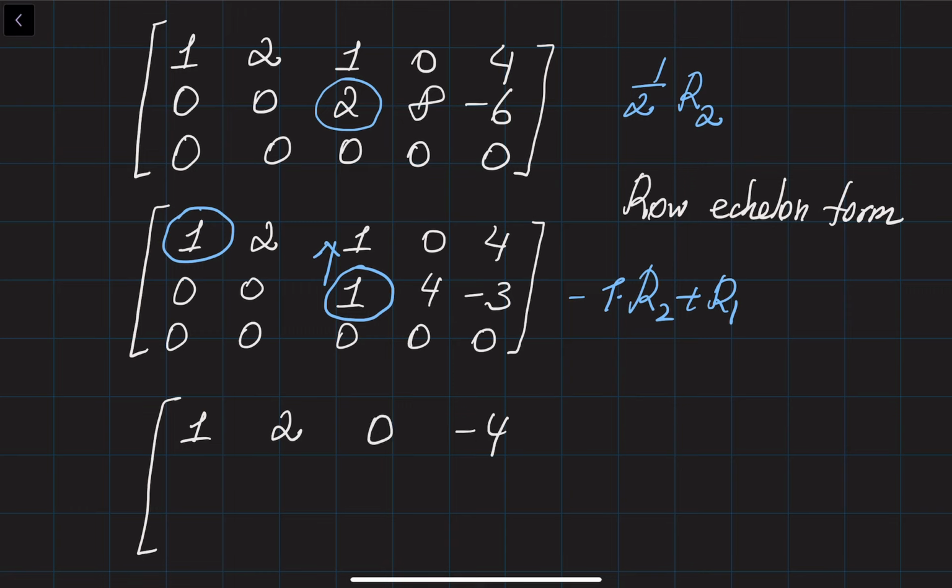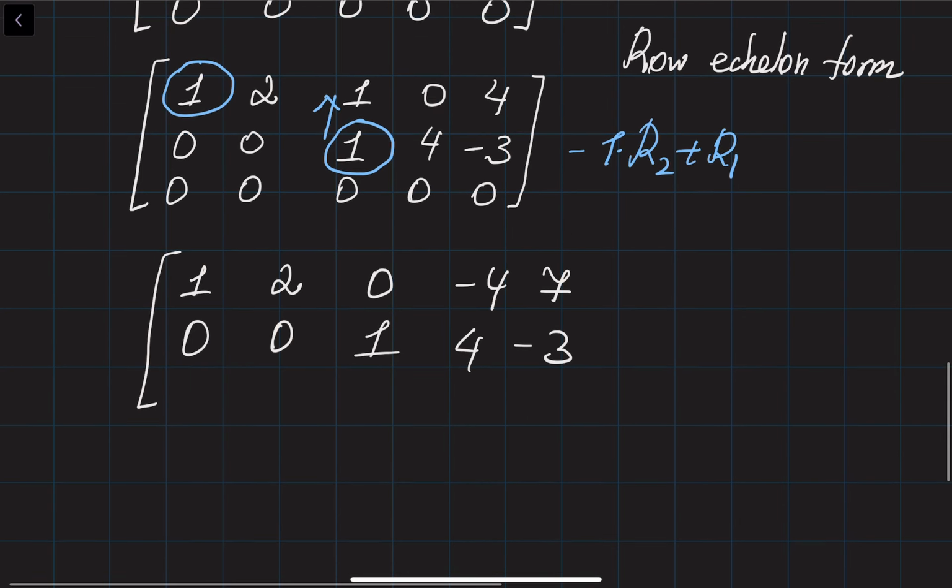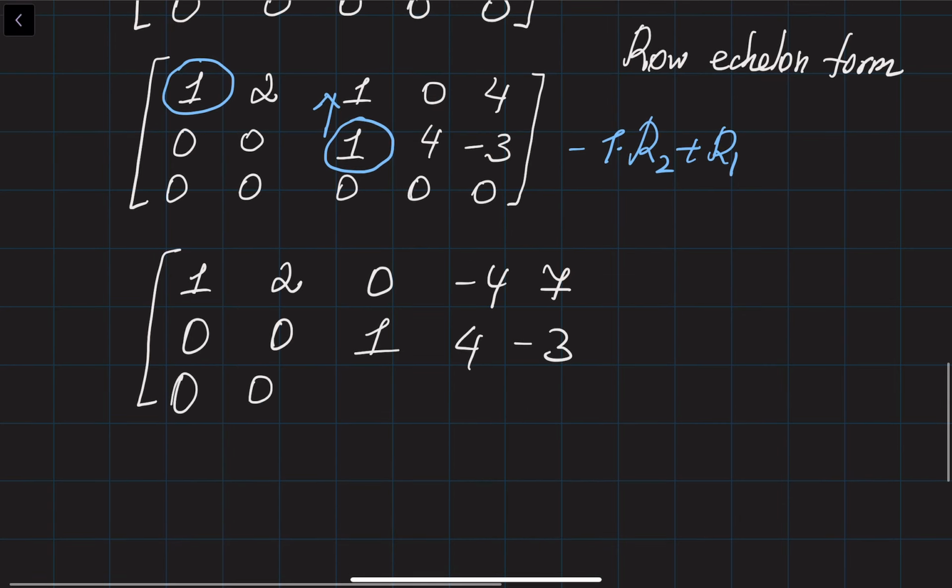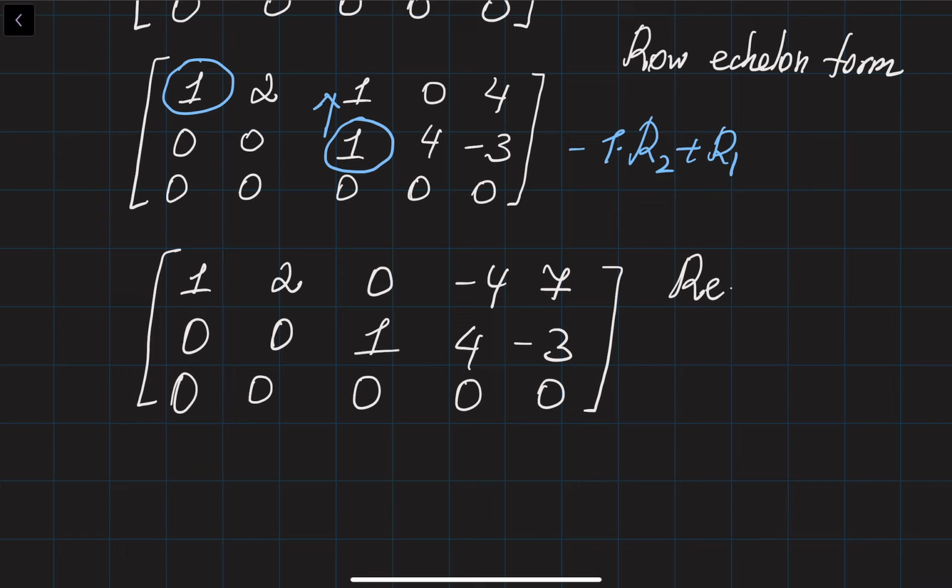If you do this, what you get is going to be 1, 2, 0, -4. So -3 plus 4, it's going to be 7. On the second row, we're going to have 0, 0, 1, 4, -3. And the last row is going to be the same: 0, 0, 0, 0, 0. Well, this is now in the reduced row echelon form.